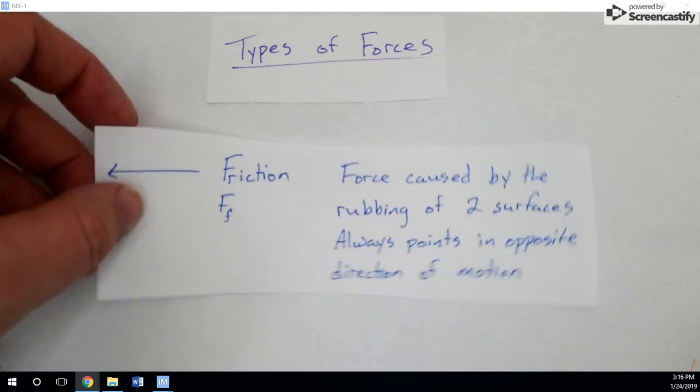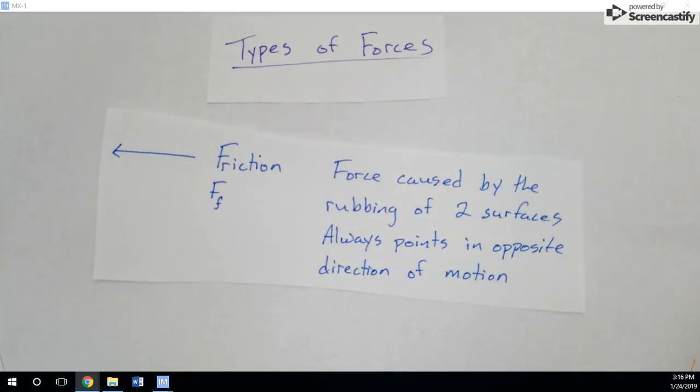And lastly, the last force that we should know is the force of friction, F subscript F. Friction is a force caused by the rubbing of two surfaces, and friction is always pointed in the opposite direction. It's always trying to slow things down or prevent them from moving. And we're going to learn a little bit more about friction.